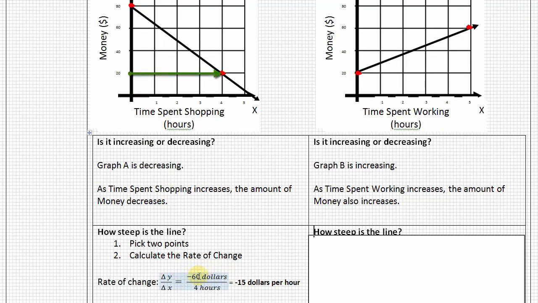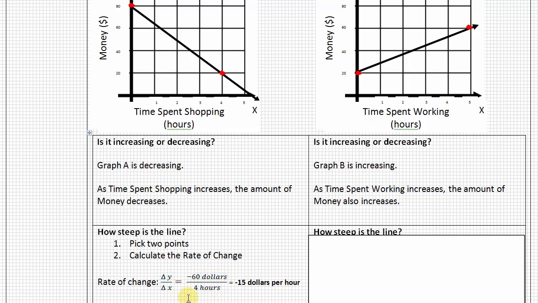How long did it take to do that drop? So how long between those 2 points? Well, it started out at $80 at 0, and then that next point is at 4, so that $60 drop happened over 4 hours. So negative 60 over 4. So we can say, well, it dropped $60 for 4 hours.